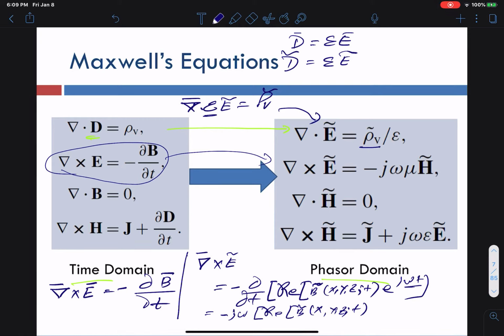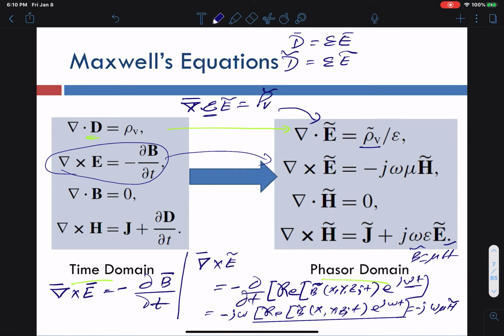Right? So now, if you look at here, this is basically your derivative. You also know that B equal to mu H, right? You know that. So if I put it here, mu will come in front. So I can write that one as negative j omega mu, and this one became H phasor, right?